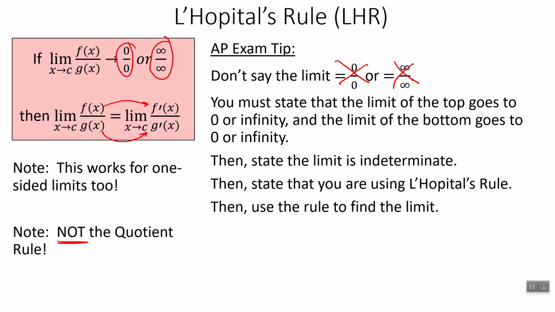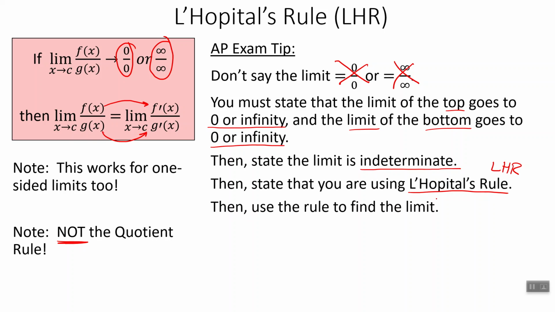What you actually want to say, so you can do this in your head and see if it's going to these values, is to write out that the limit of the top, whatever the top function is, goes to 0 or infinity. And then the limit of the bottom function, whatever that is, goes to 0 or infinity, in two separate statements. Then say, because of whatever you're getting, it's indeterminate. State you're using L'Hopital's rule. You can just say LHR if you want. If you spell it wrong, they don't take off points, guys. Don't worry. It's French. It's a guy's name. And then use the rule to find the limit.